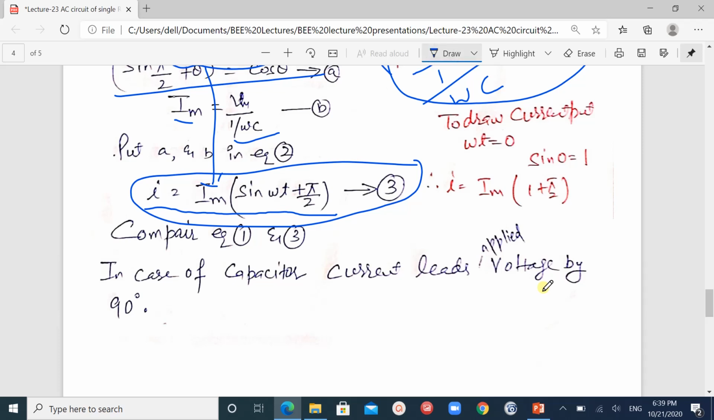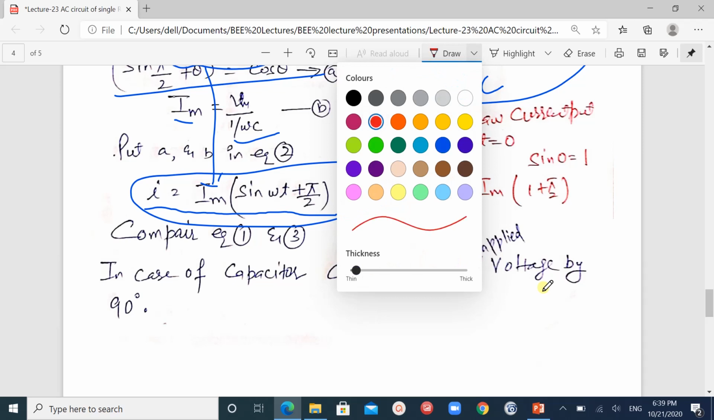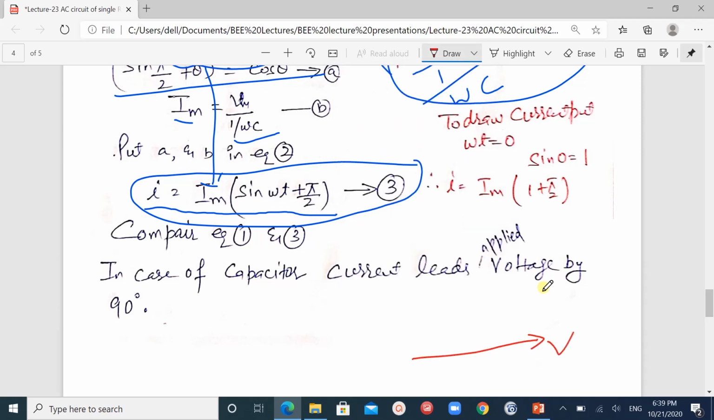This means that if we are having a voltage source, then the current is leading by 90 degrees. So this is the case of capacitance.